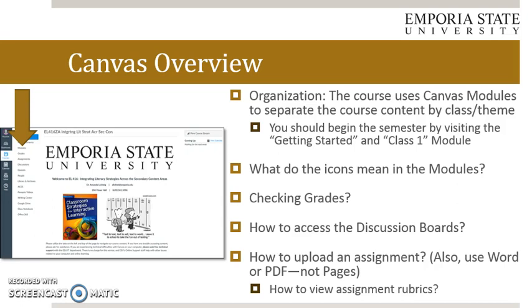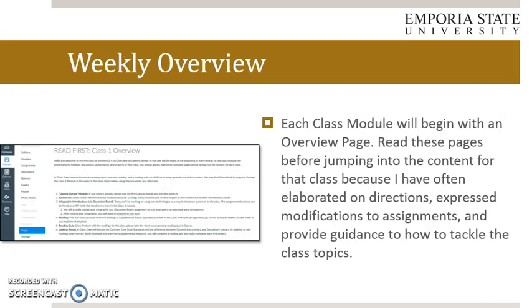So to see those, you'll need to go into an assignment, pull down from the gear, and then select rubric if that project has one. Let's move now to start talking about the Class 1 information.